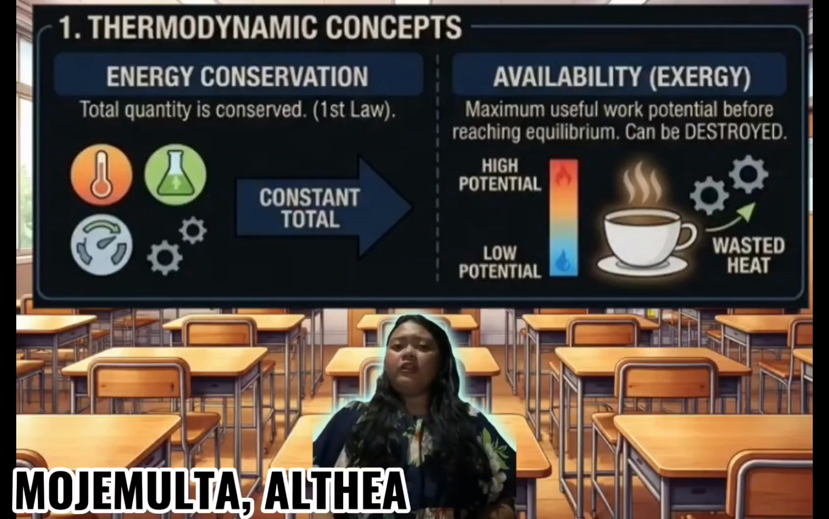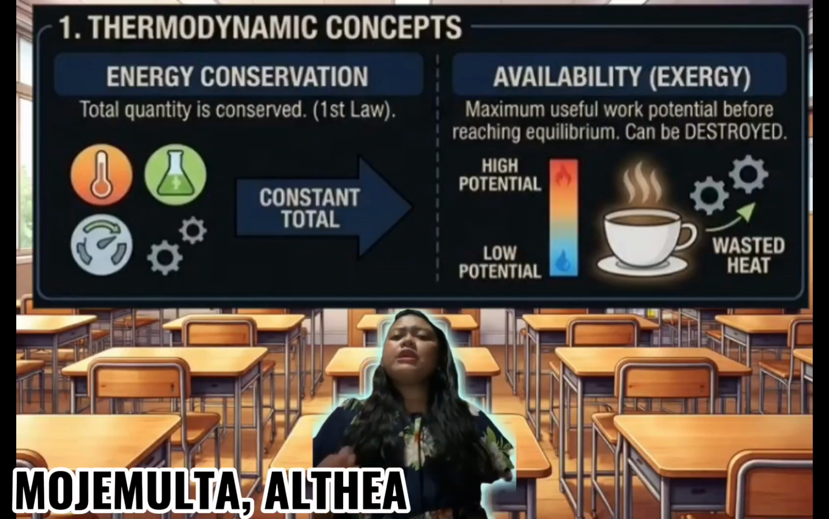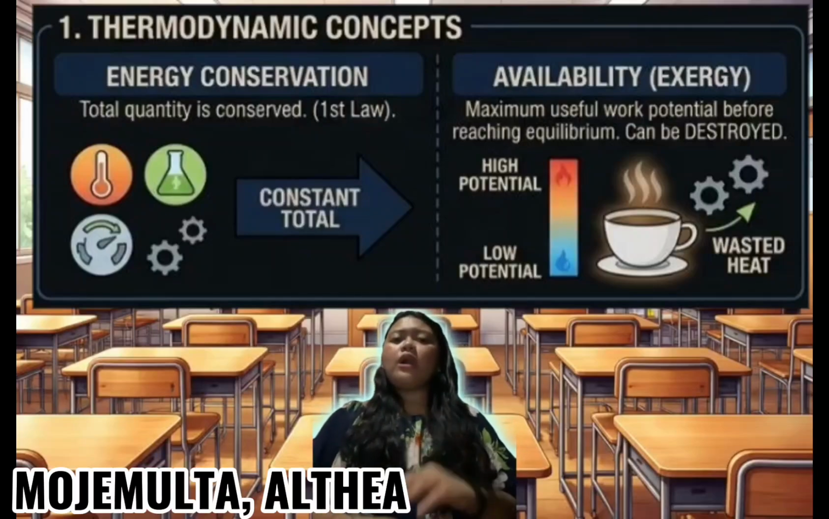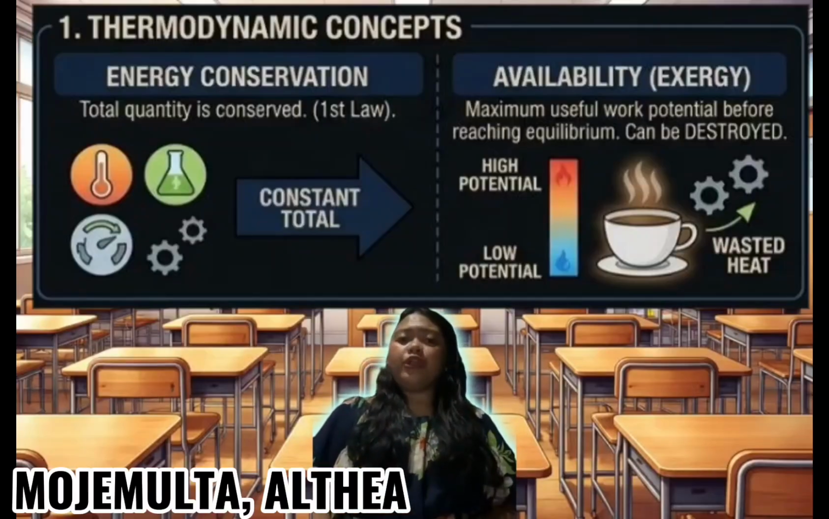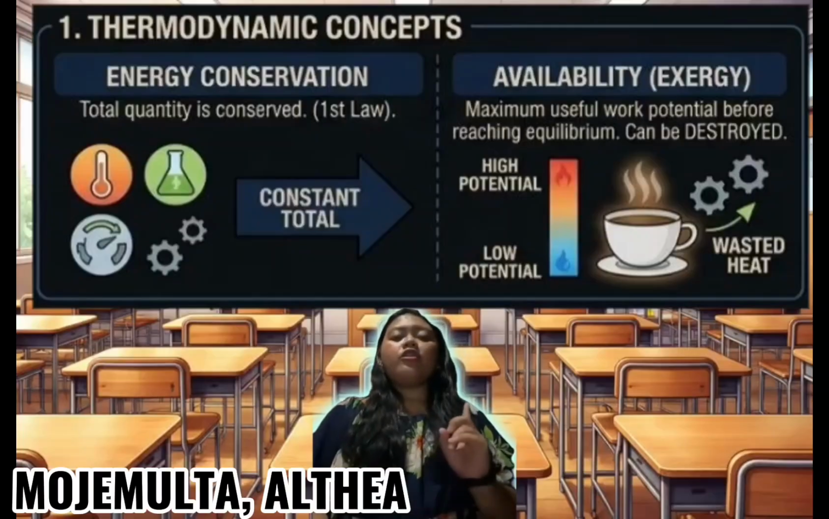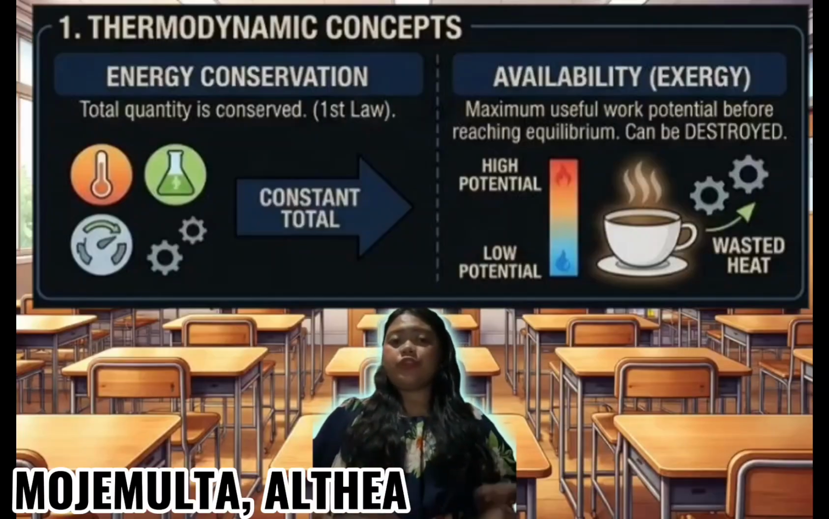For example, a cup of hot coffee contains thermal energy because it is hotter than the surroundings. Some of that energy can still do useful work, but once the coffee cools to room temperature, its availability decreases because no useful work can be obtained anymore. This means that energy is conserved, but availability can be destroyed due to inefficiencies.